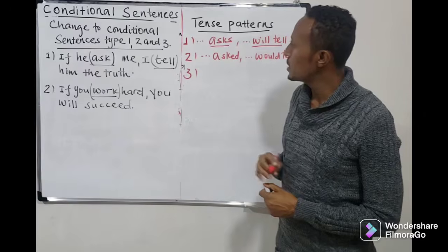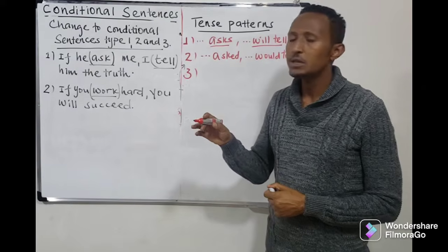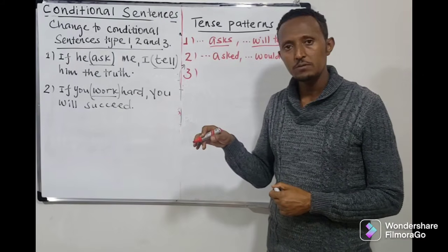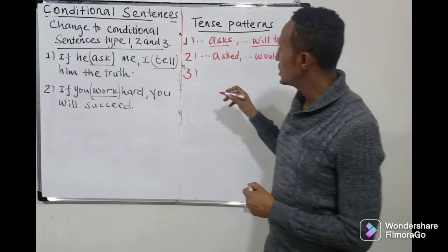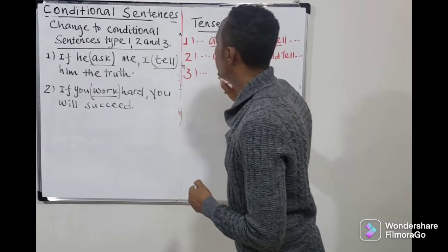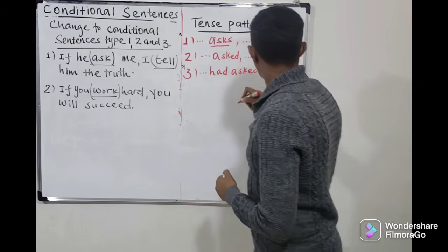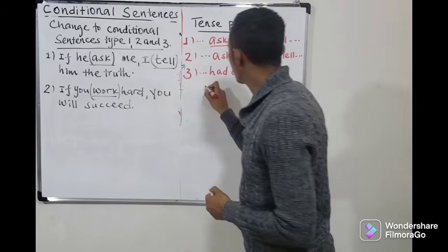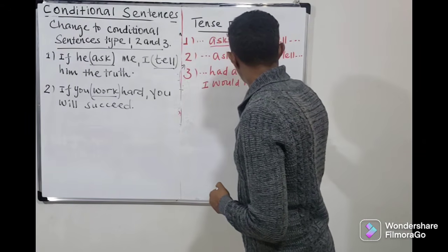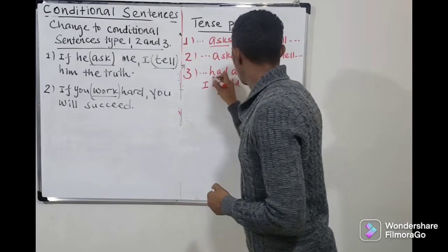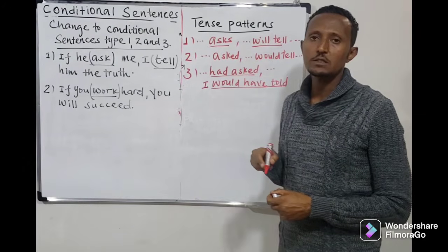What about conditional sentence type 3? We have past perfect in the if clause and perfect conditional in the main clause. That is, had plus verb 3 in the if clause, would plus have plus verb 3 in the main clause. So here, if he had asked me, I would have told him the truth. Had plus verb 3, would plus have plus verb 3. This is the third conditional sentence type.